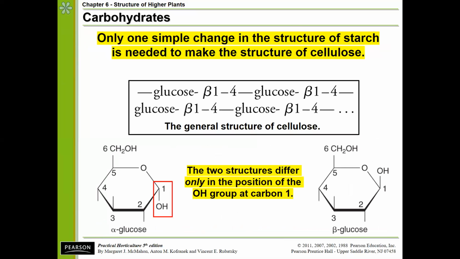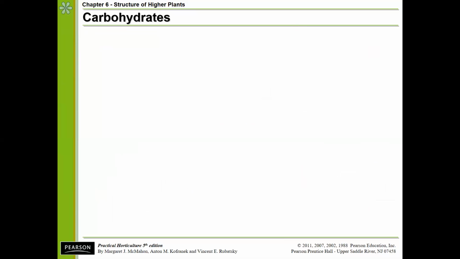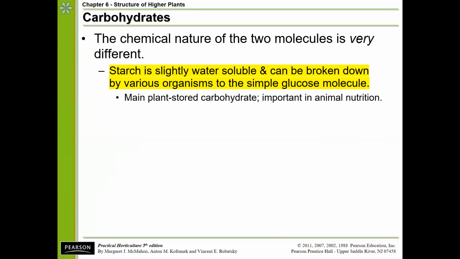And only one change in the structure of a starch, a particular type of carbohydrate, is needed to make the structure of cellulose, even though they have massive differences in plants and how they're used. It's just the position of one hydroxide molecule in the structure of that carbohydrate. Kind of crazy. So it's some of these differences here.